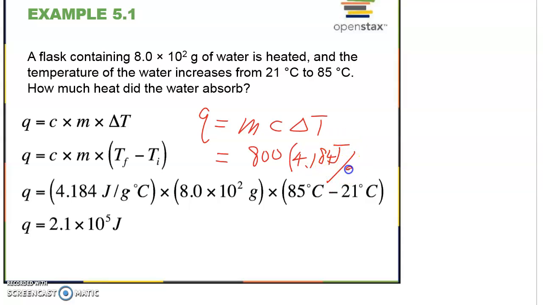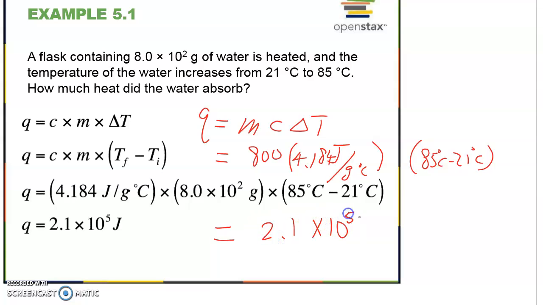joules per gram degree Celsius. What is my delta T? Delta T is T final minus T initial. In this case, it will be 85 degrees Celsius minus 21 degrees Celsius. If we plug everything in together, what we will get is 2.1 times 10 to the 5th power joules. And if you want to convert that into calories, you just have to divide that by 4.18.